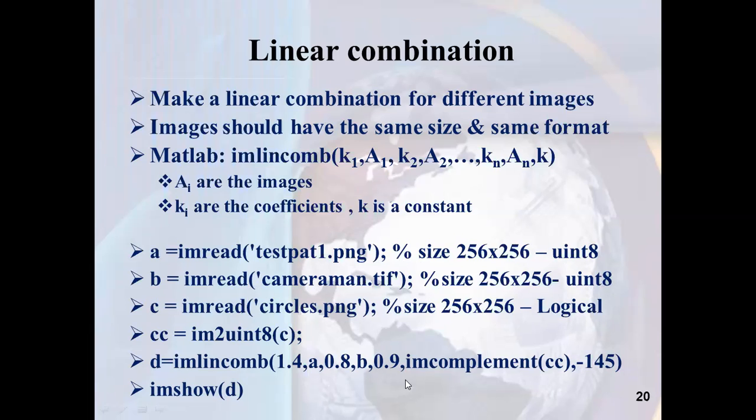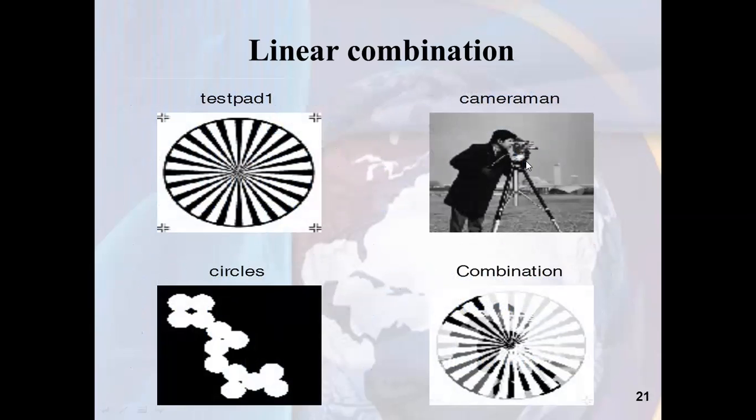After that, I make a combination. I multiply the first image by 1.4, the second by 0.8, and the third by 0.9, multiplied by the image complement of the third, not by the third, by its complement. Then we subtract, we add a constant, and this constant is minus 145. So this is the first image, this is the second image, this is the third image. Here we can see the 3 images. We can see the test pattern image, the cameraman, and the circles at different parts. So we can add any kind of images.